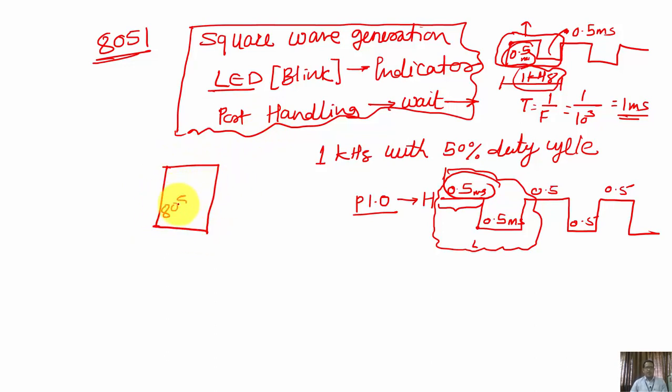Similarly, if I am connecting one LED, say my system is like this. Say it is my microcontroller 8051, and to one of the ports, say P2.3, I am connecting one LED, and I want to blink this LED. Suppose the blinking rate means my LED should be on for 1 second and off for 1 second. How are we going to proceed? First I am going to make P2.3 high. Once I make it high, the LED gets turned on. So P2.3 is on, and it remains on for 1 second.